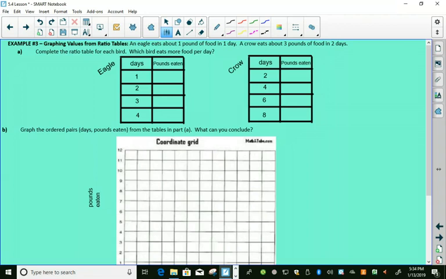So in this problem, we have an eagle that eats 1 pound of food in 1 day. A crow eats 3 pounds of food in 2 days. Complete the ratio table for each bird, and which bird eats more food is ultimately what we're trying to answer. Our first ratio is 1 pound of food in 1 day. That's for the eagle.